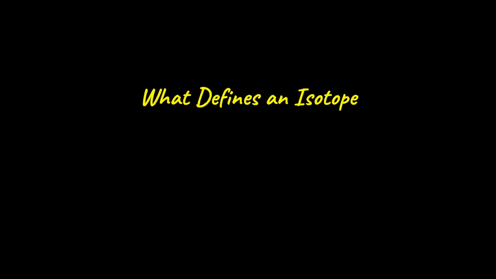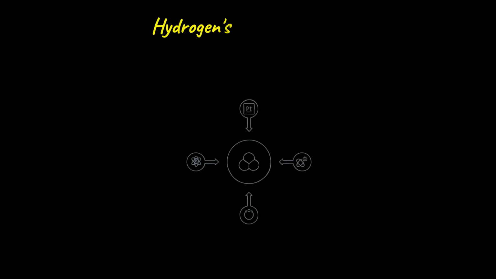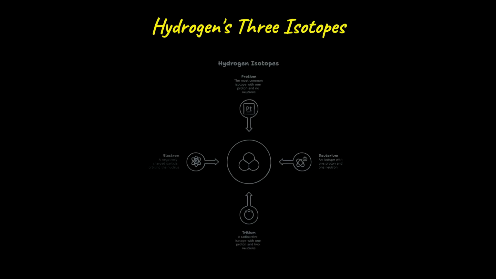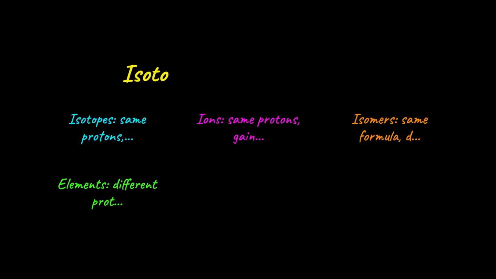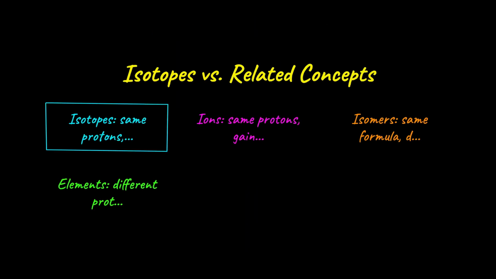The neutron count varies, changing the mass but leaving chemical behavior untouched. Hydrogen's three isotopes illustrate this perfectly. Protium has no neutrons, deuterium has one, and tritium has two, and is radioactive. All three carry one proton and one electron, so all three react as hydrogen. Only their masses differ. The classic exam trap is mixing up isotopes with ions, isomers, and different elements.